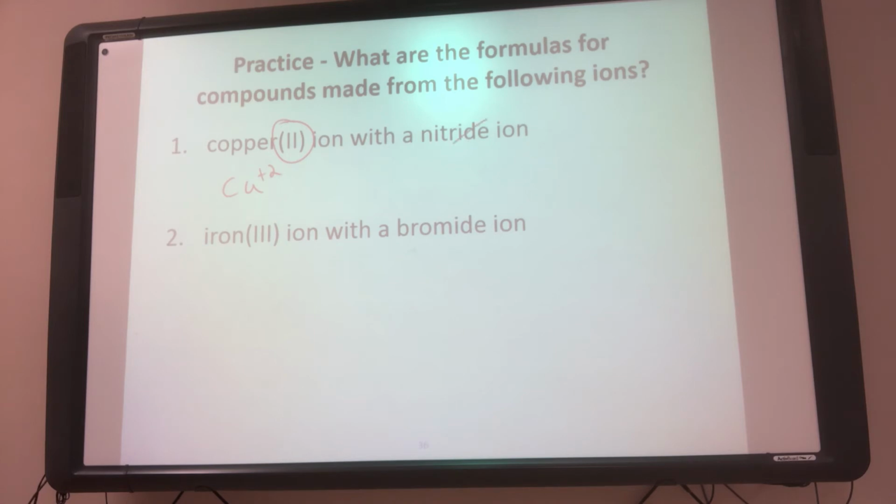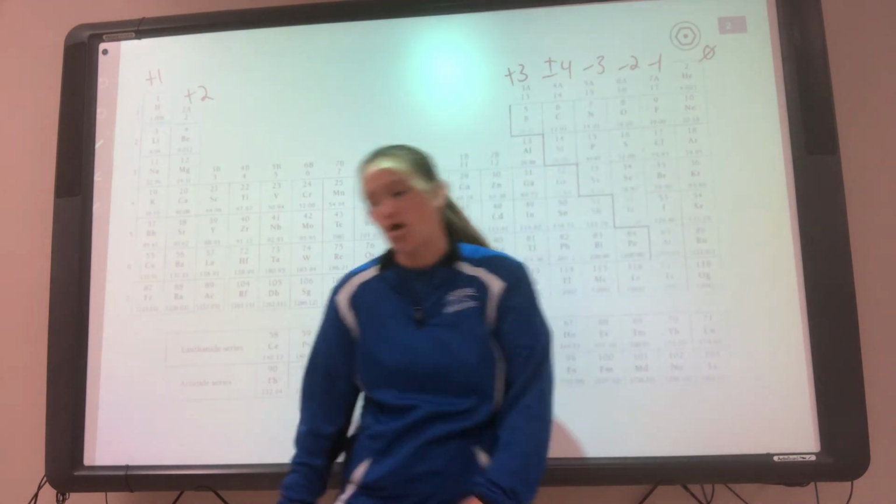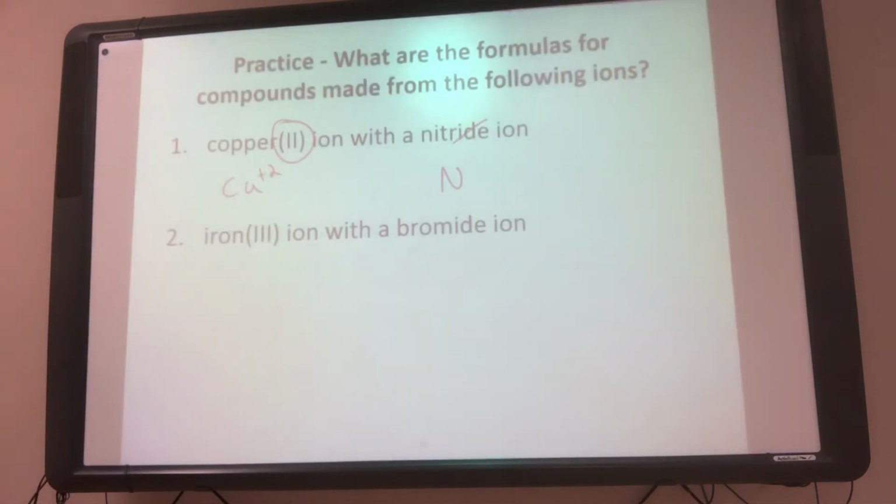Nitride, and that, I know, nitrogen. Symbol for nitrogen is an N. To get the charge, I go to the periodic table, and he's in this group. So he's got a -3 charge. So then I'm going to cross down, Cu3N2. Can I reduce that? Nope. So then I do my check. 3 Cus at a +2 gives me a +6. 2 Ns at a -3 gives me a -6, so I'm good. So Cu3N2 would be exactly how you would write that.